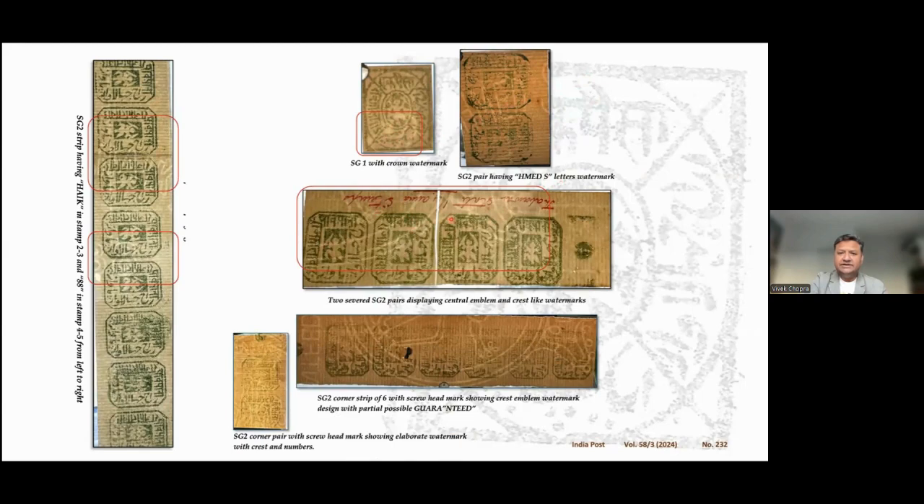This is a reconstructed part sheet which I have, where you can see these crests. This is a strip of 6 where you see very prominent part of the word, some letters of 'guaranteed' here, as well as watermarks which depict some kind of a crest or an emblem.